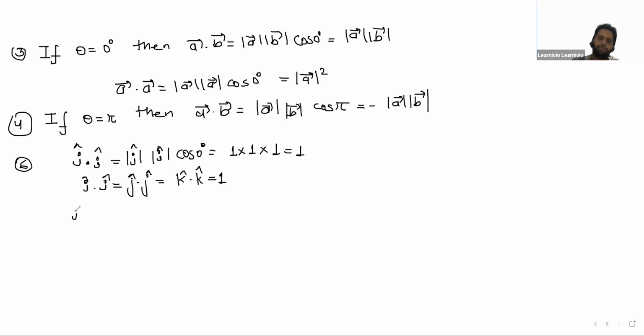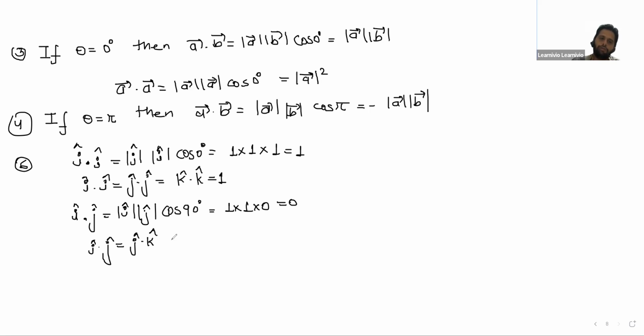Okay, next I dot j. Anyone can tell me the angle between I and j? 90 degree. Good. So I, j, cos 90. So this is equal to 1 into 1 into 0. So this is equal to 0. So I dot j, j dot k, I dot k, it is equal to 0.